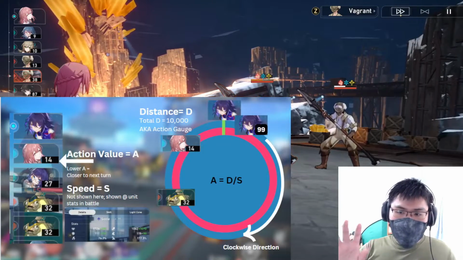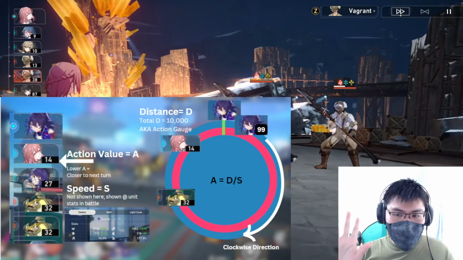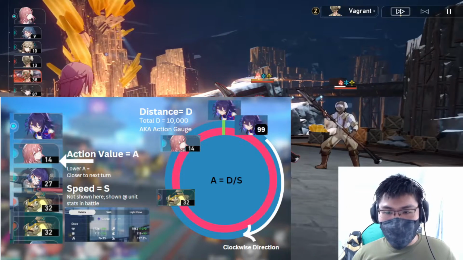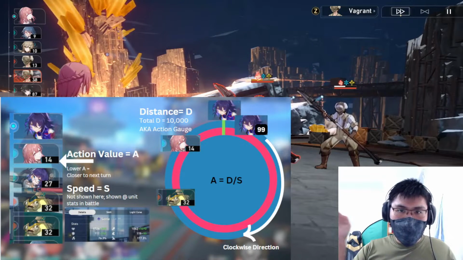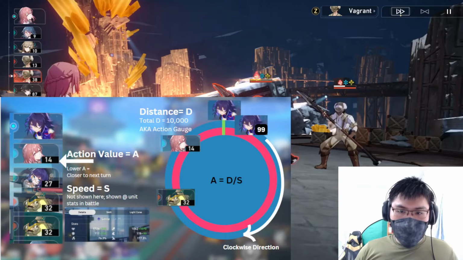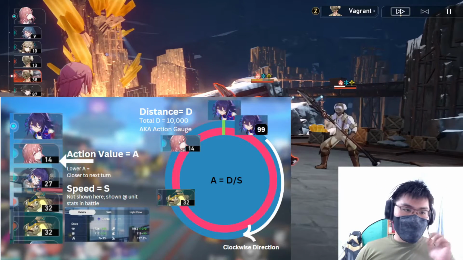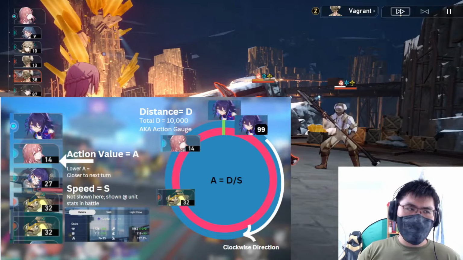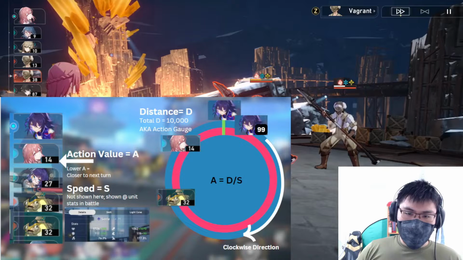So this is how the action value is calculated. As you guys can see, a very simple formula: A equals D over S. So action value equals distance over the speed of the unit. This D value is derived to be 10,000. Don't ask me how they actually calculated it. I think they probably reverse engineered the numbers and got this value. So this is the math for this.